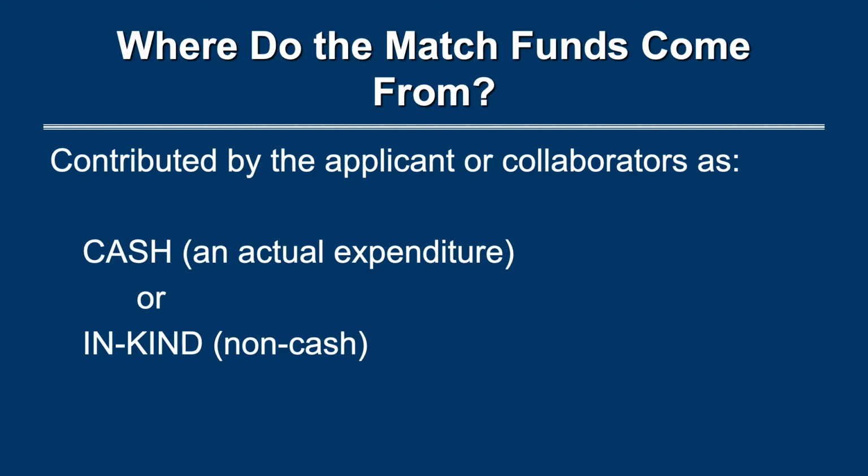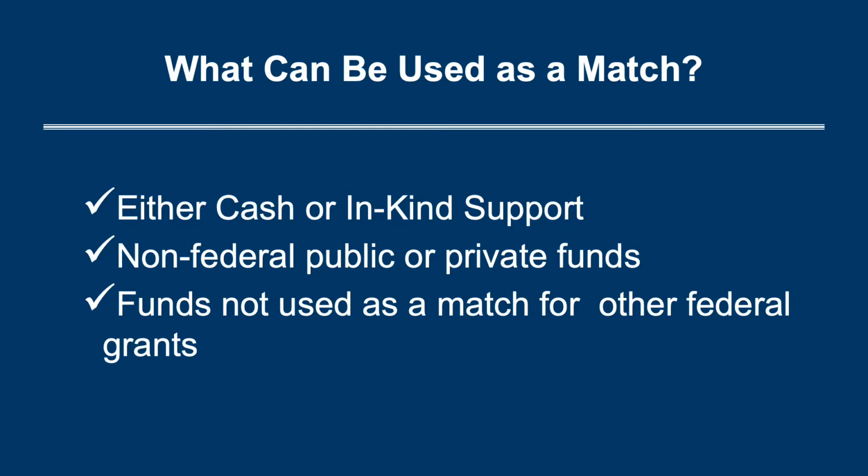Where does the match come from? What is included in either a cash or in-kind match? These are the questions we will now answer. Your match may include non-federal public or private funds, funds that are not used as a match for other federal grants, and can be in the form of either cash or in-kind. We will now describe cash and in-kind support in more detail.